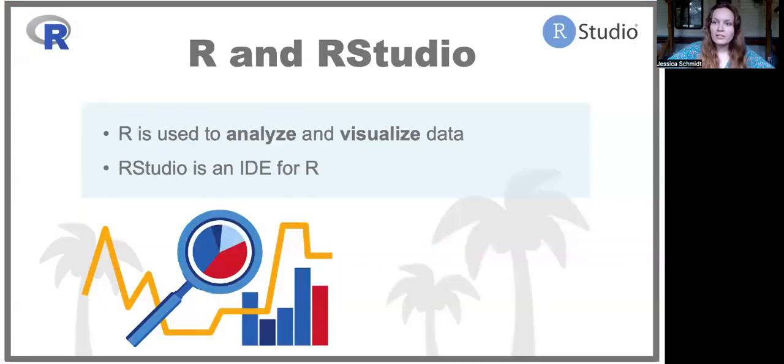R is a programming language and environment for statistical computing and graphics. It allows us to analyze and visualize our data. R provides a command line interface where code can be written and executed. It's free, open source, accessible, and is the growing standard across science.